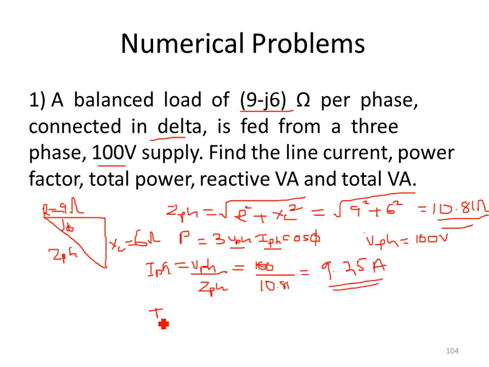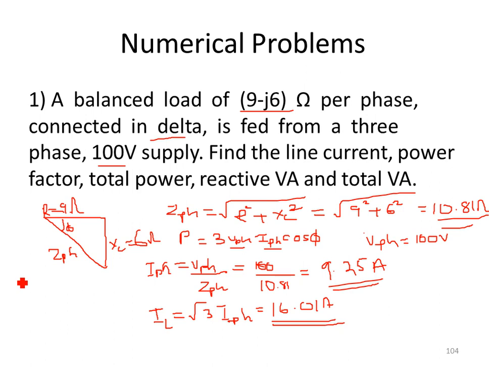Now, what is line current? In the case of delta connection, line current is root 3 times phase current. That is equal to 16.01 ampere. Line current is 16.01 ampere.